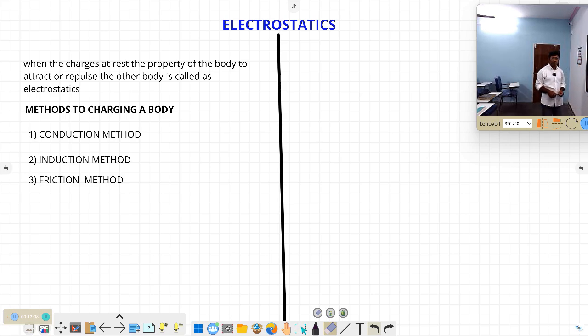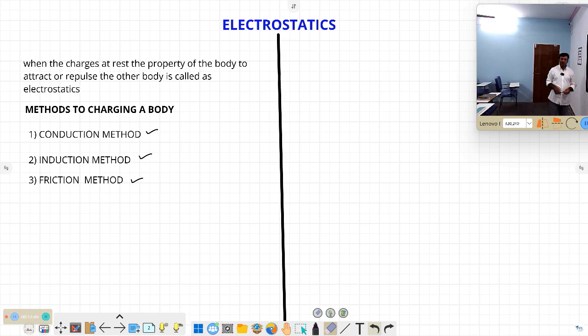The first is called the conduction method, the second is the induction method, and the third is the friction method. What are we doing in the conduction method? We connect one body to another body directly in contact. By contacting one body to the other, we transfer charges, and using this concept of transferring charges, one body gets charged. That is called the conduction method. I will explain it in detail next. What is the induction method? It is the method of charging one body without touching the other body. By keeping one body near the other body, we can make the other body charged. That is called the induction method.